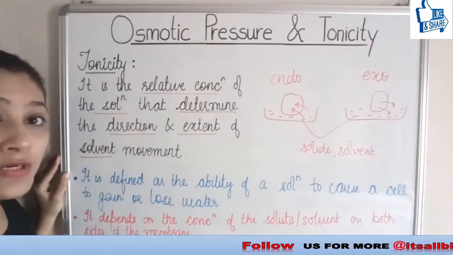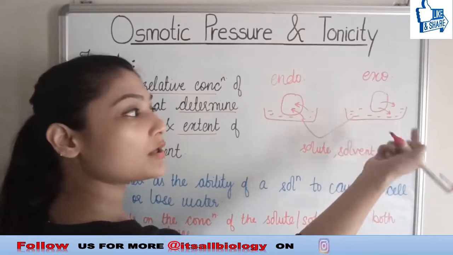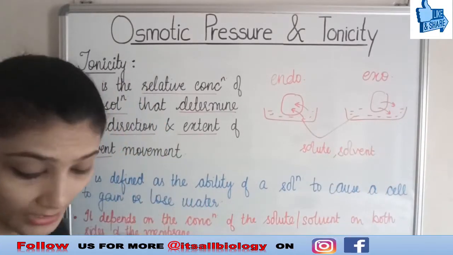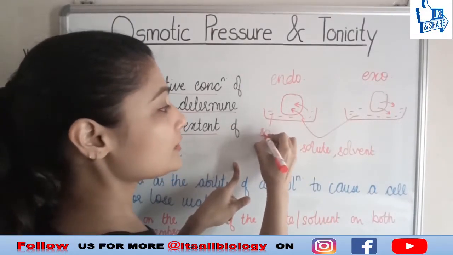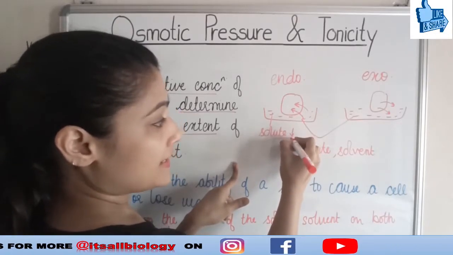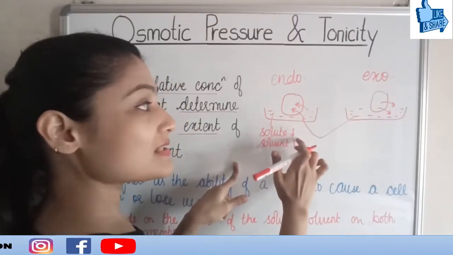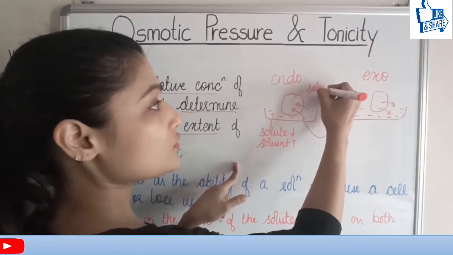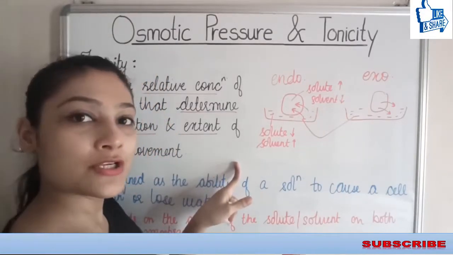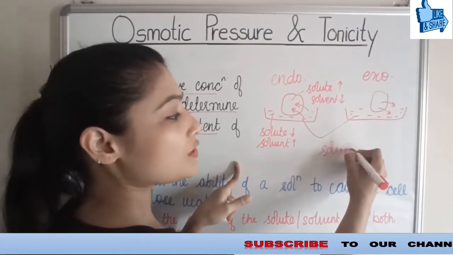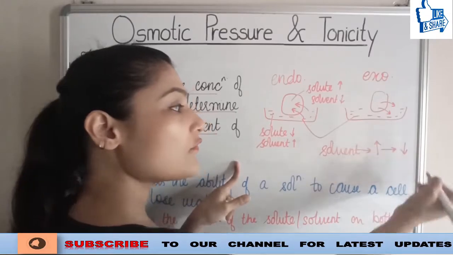They are going to determine whether my solvent is going to move from outward to inward or from inward to outward. Let's take a situation wherein, in the first case, let's say the solute is less and the solvent is more. So what is going to happen if this is the case, and in the cell, let's say the solute is more and the solvent is less? We know by the definition of osmosis that there is going to be movement of solvent from where to where? From its region of higher concentration to its region of lower concentration.